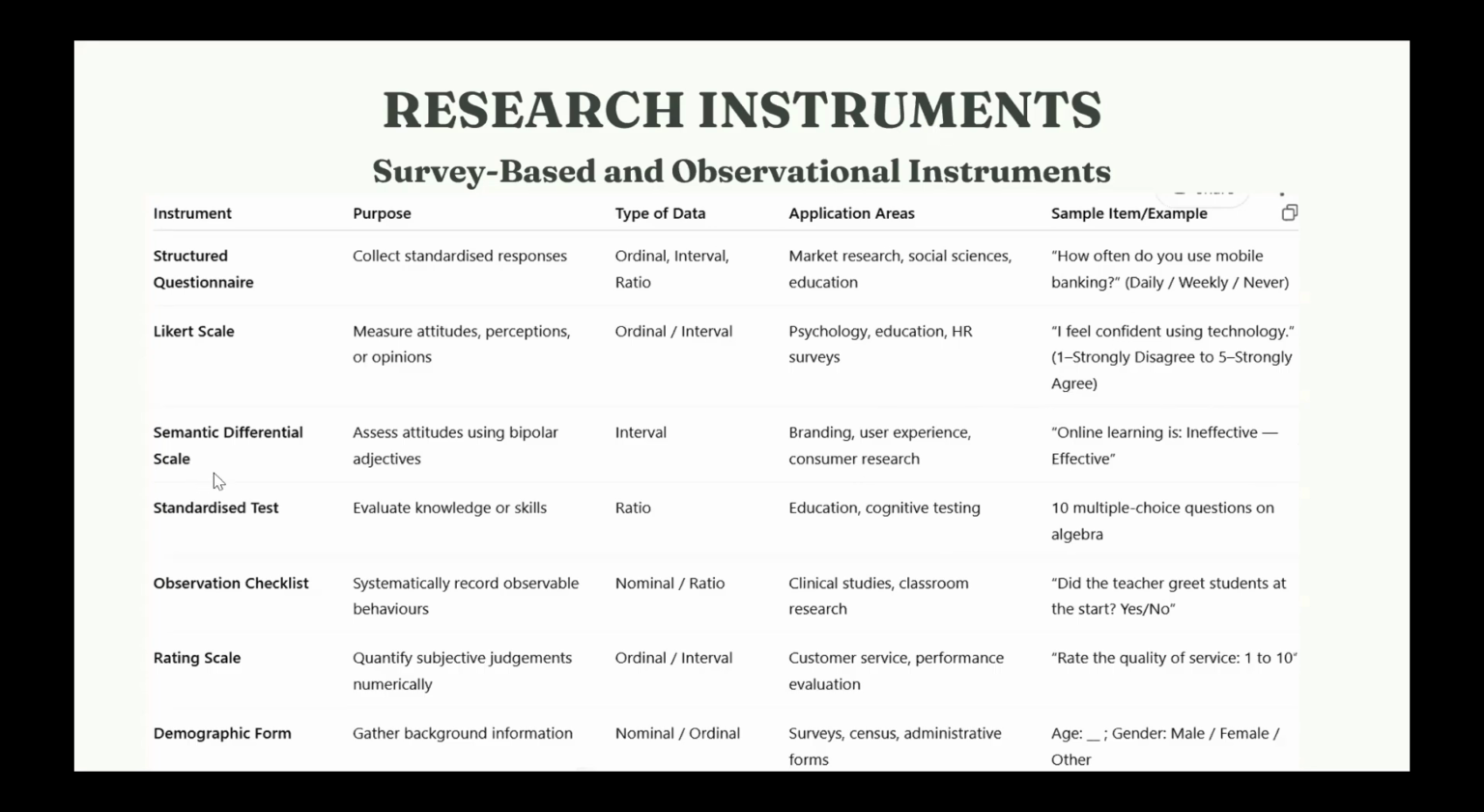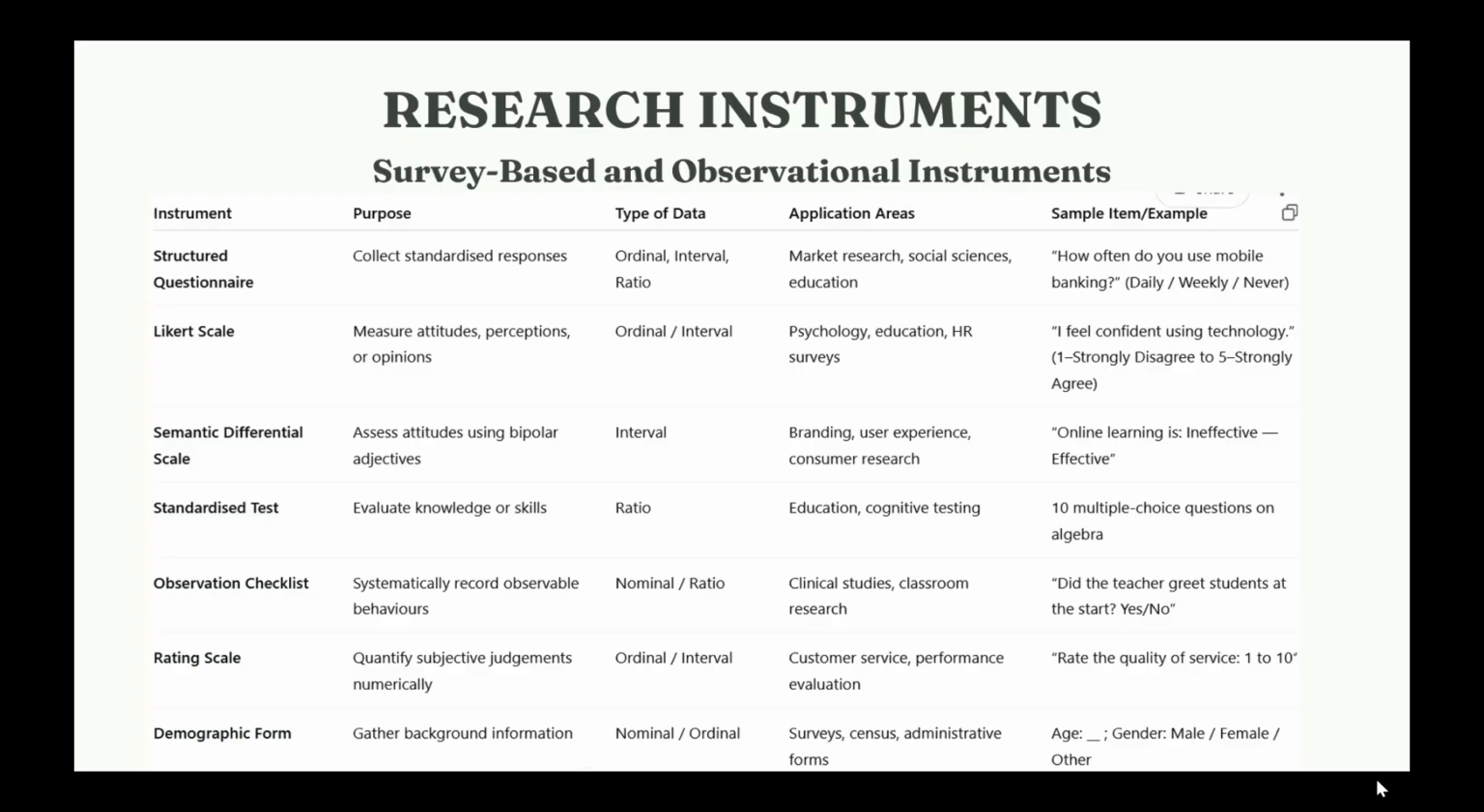So another one is the semantic differential scale. This assesses attitudes using bipolar adjectives. An example is where we are talking about branding or user experience. You want to measure the experience of users on a particular thing, whether the use of that tool is effective or ineffective. You know, there's a range. This kind of range is referred to as interval.